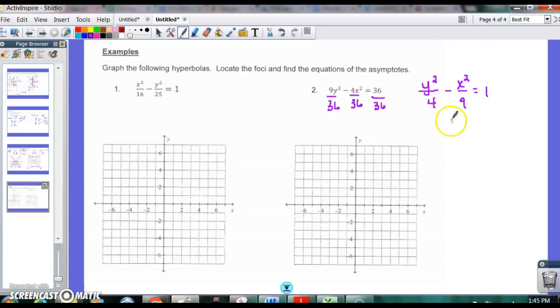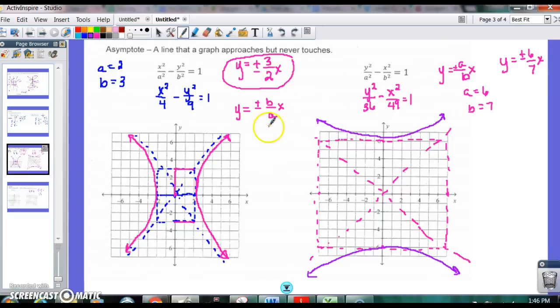And now that I have it in the proper form, y squared is positive, so it's a vertical hyperbola. I know that a squared is 4, so a is 2. I know that b squared is 9, so b is 3. And you can finish it out from there. Okay, so these are your equations for your asymptotes depending on what type of graph you have. That's how you would go about graphing them.